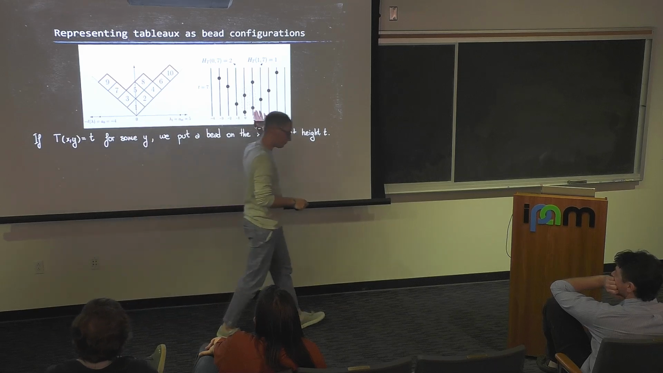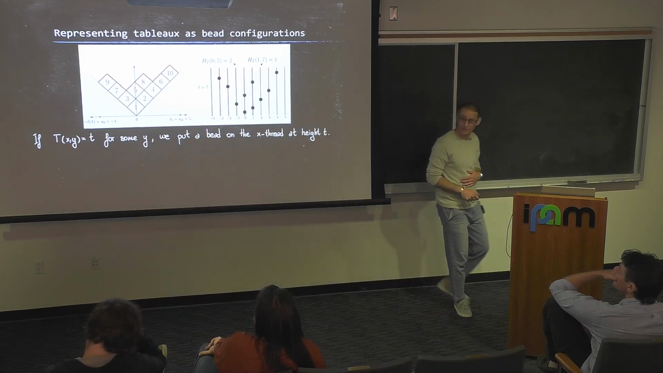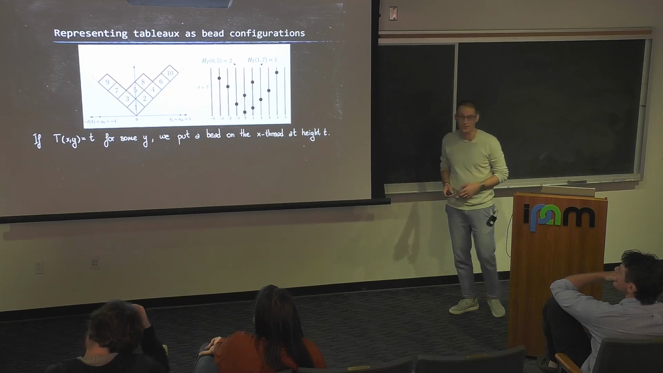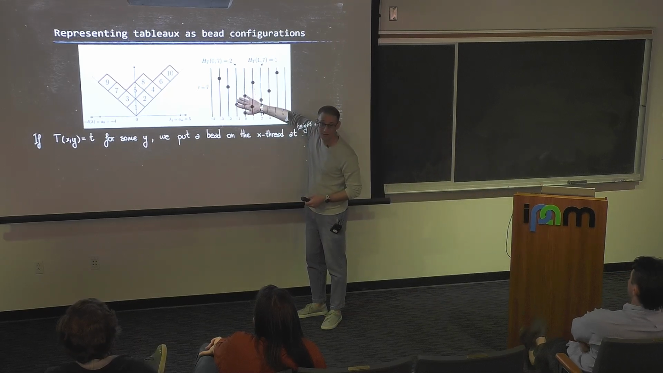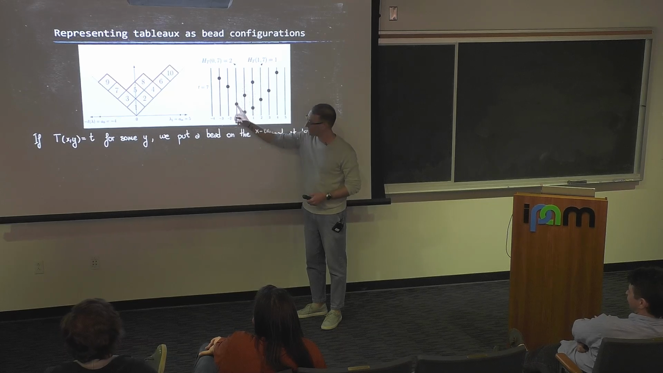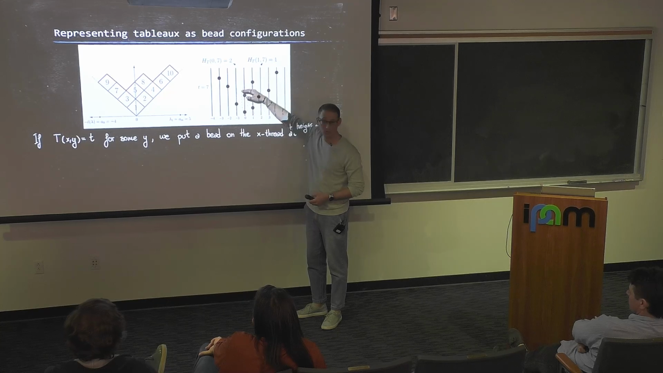This is called a bead configuration, and it has the nice property that the beads are interlacing, in the sense that if you fix 2 consecutive beads on a thread, there is always exactly 1 bead between this value on the left and 1 bead between this value on the right. And this is true for every pair.